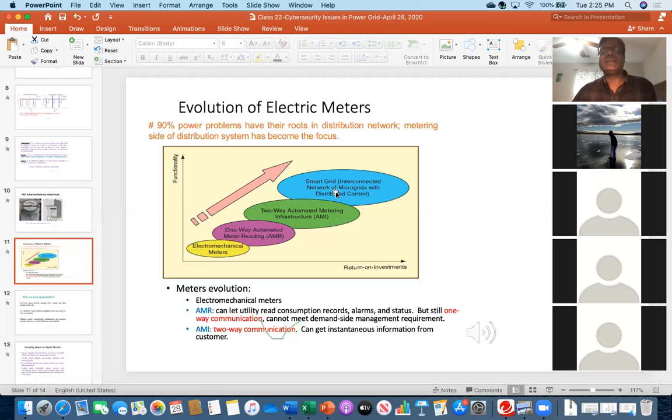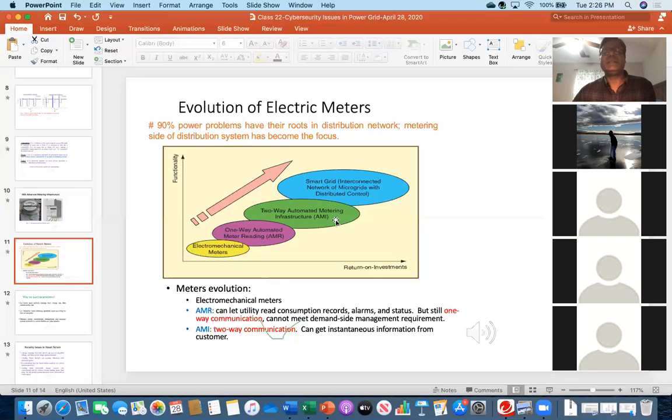That two-way automated metering device is connected to the smart grid. And what is that smart grid? It's an interconnected network of microgrids with distributed control. So this is the evolution process. At the bottom, I have written AMR. It lets the utility read consumption records and get alarms and status, but it's still one-way communication. I mean this purple one. It cannot meet demand side management requirements because it provides only one-way communication.